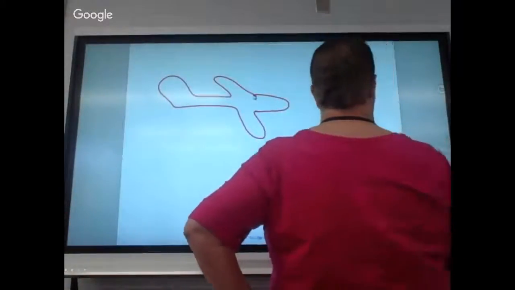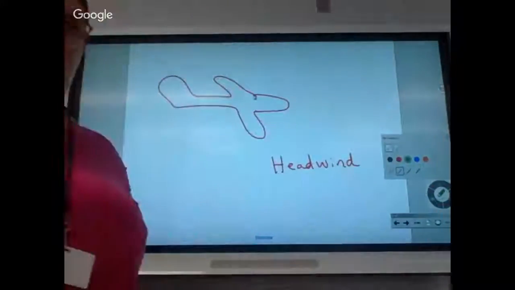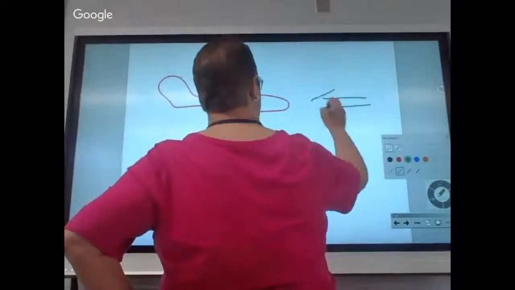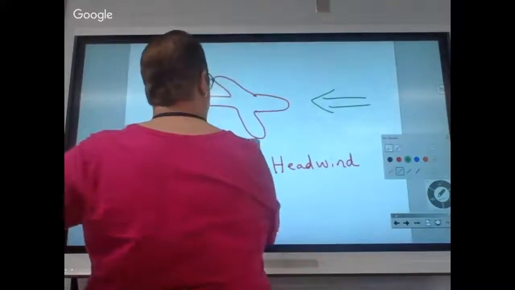Well, what's the headwind? All right, so a headwind would blow where on the plane? It'd blow at the head of the plane. So if we had a headwind, it would blow here, and the plane would travel this way.